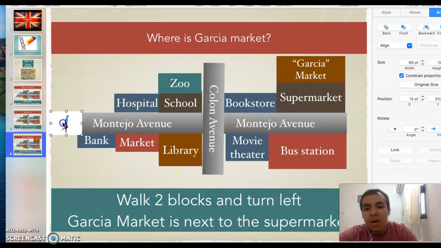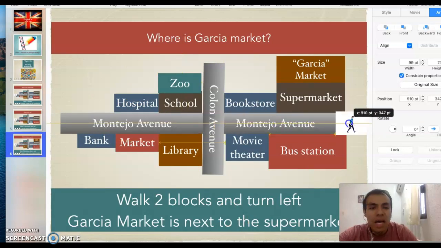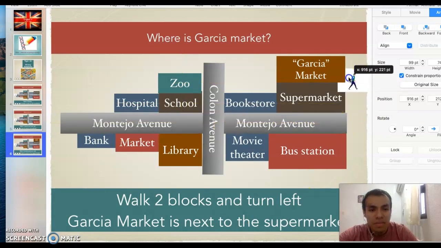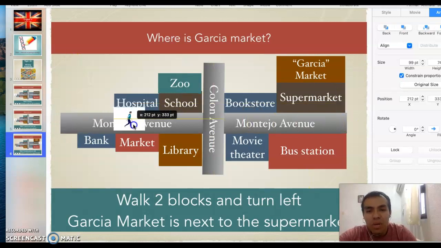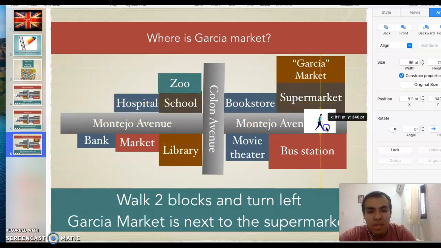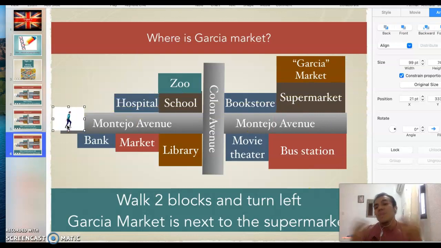Example, walk 2 blocks, 1 block, 2 blocks, and turn left. Garcia Market is next to the supermarket. Okay, walk 2 blocks, 1 block, 2 blocks, and turn left. Garcia Market is next to the supermarket. So it's important to pay attention.